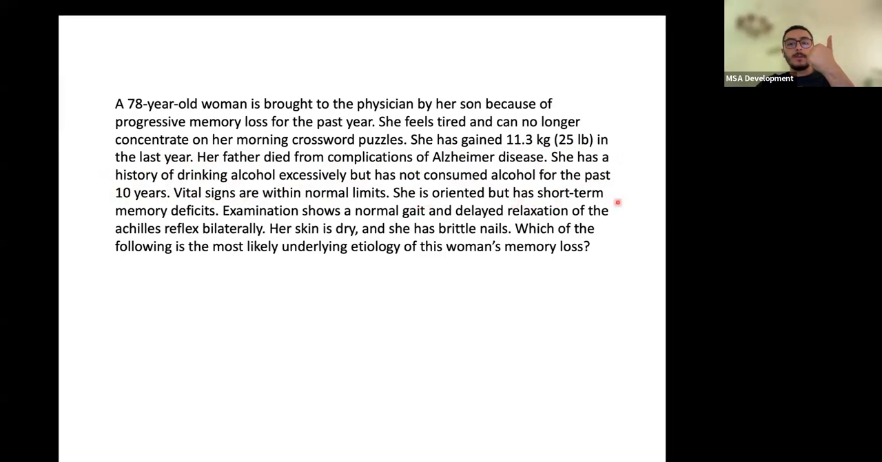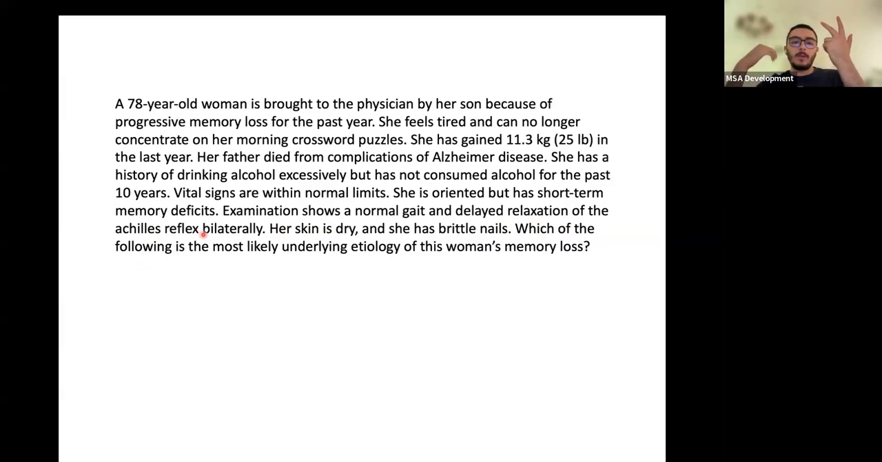She is not oriented, but has a short-term memory deficit. That's flag number 2. Examination shows normal gait, delayed relaxation of the Achilles reflex bilaterally. That's the 3rd one, delayed reflexes. Have you ever seen in a movie where the doctor taps with a hammer on the knee and then the knee jerks or kicks? This is called a reflex. In our patient, we have a delayed reflex in the Achilles tendon, not in the knee.